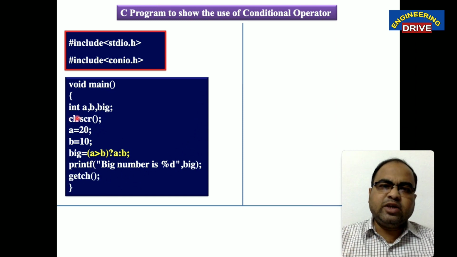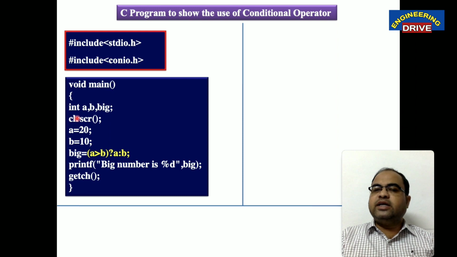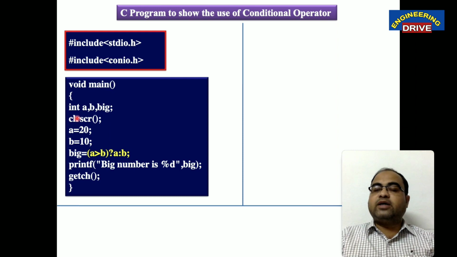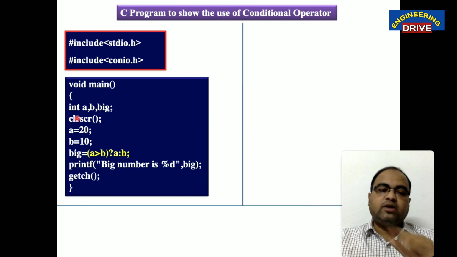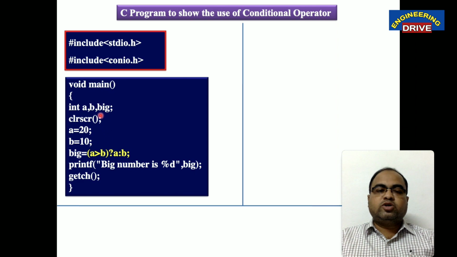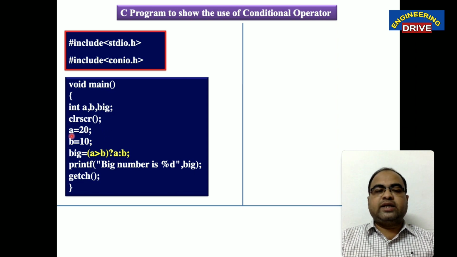Sir, what is the thing you want to find out in this program? Dear students, I want to display the biggest of two numbers in this program. Whether the first number is greater or the second number is greater, I want to find out. So I have taken three variables, and in two variables I am storing the input: A is equal to 20, B is equal to 10.